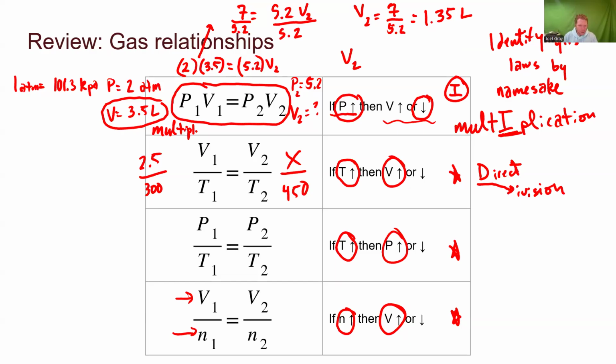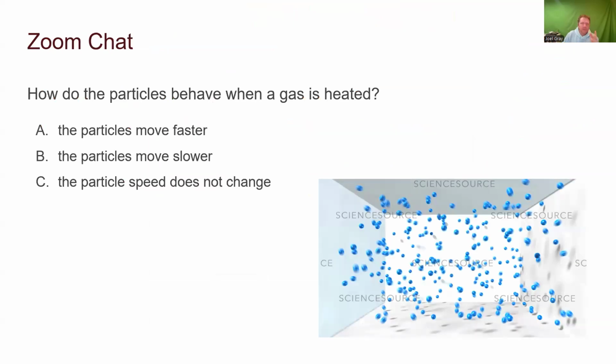Now, if we look at our next slide in this slide deck, this reads, and I want you guys to respond just in the chat. How do the particles behave when a gas is heated? How do these blue balls move? They're all kind of bouncing around. They're bumping into each other. The particles, do they move faster? Do they move slower? Does the speed not change?